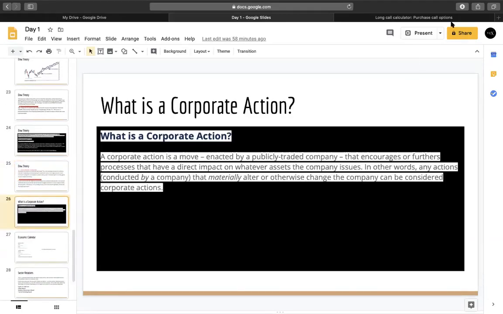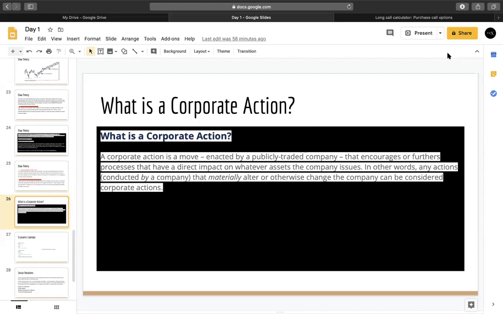What is a corporate action? A corporate action is a move enacted by a publicly traded company that encourages or furthers processes that have a direct impact on whatever assets the company issues. In other words, any actions conducted by a company that materially alter or otherwise change the company can be considered corporate actions. Can some of you give examples of corporate actions?